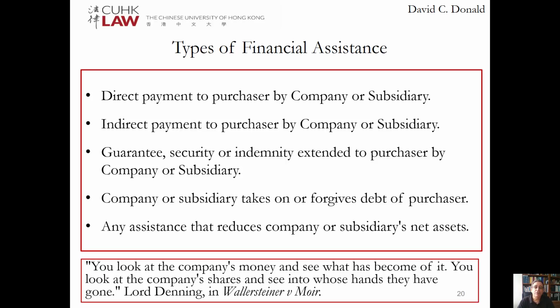In his typically commonsensical and accurate formulation, Lord Denning has looked at this particular phenomenon and said that you look at the company's money and you see what has become of it. That is, did it go to the purchaser of the shares? And you look at the company's shares and see if they went into the same hands where the company's money went, and then that could very well be financial assistance.